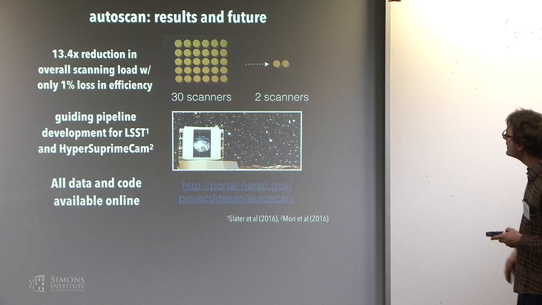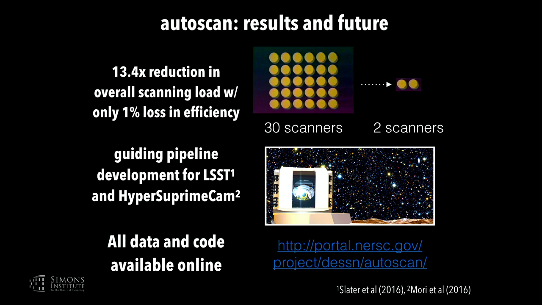And so just some key results from this project. Autoscan, the name of this code that I developed, reduced the overall scanning load by over an order of magnitude with just a 1% loss in efficiency for finding these supernova. It took the work that was being done by about 30 people and reduced it down to just two people. And now this pipeline is being used to guide the development of similar pipelines for future surveys.